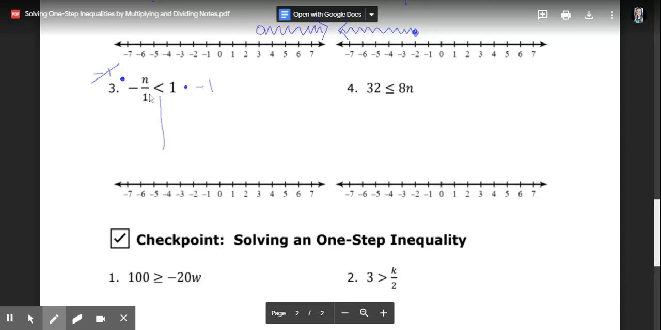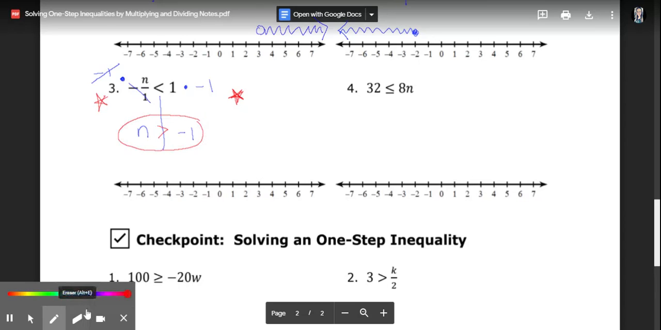This negative 1 cancels with this negative 1, and I can bring down the n. 1 times negative 1, a positive times a negative, makes it a negative, so it'll be negative 1. And if I notice, I multiplied by a negative number. Anytime you multiply or divide by a negative number, do not forget to flip your sign. So instead of saying less than, I flip it and it becomes greater than. So final answer, n is greater than negative 1.